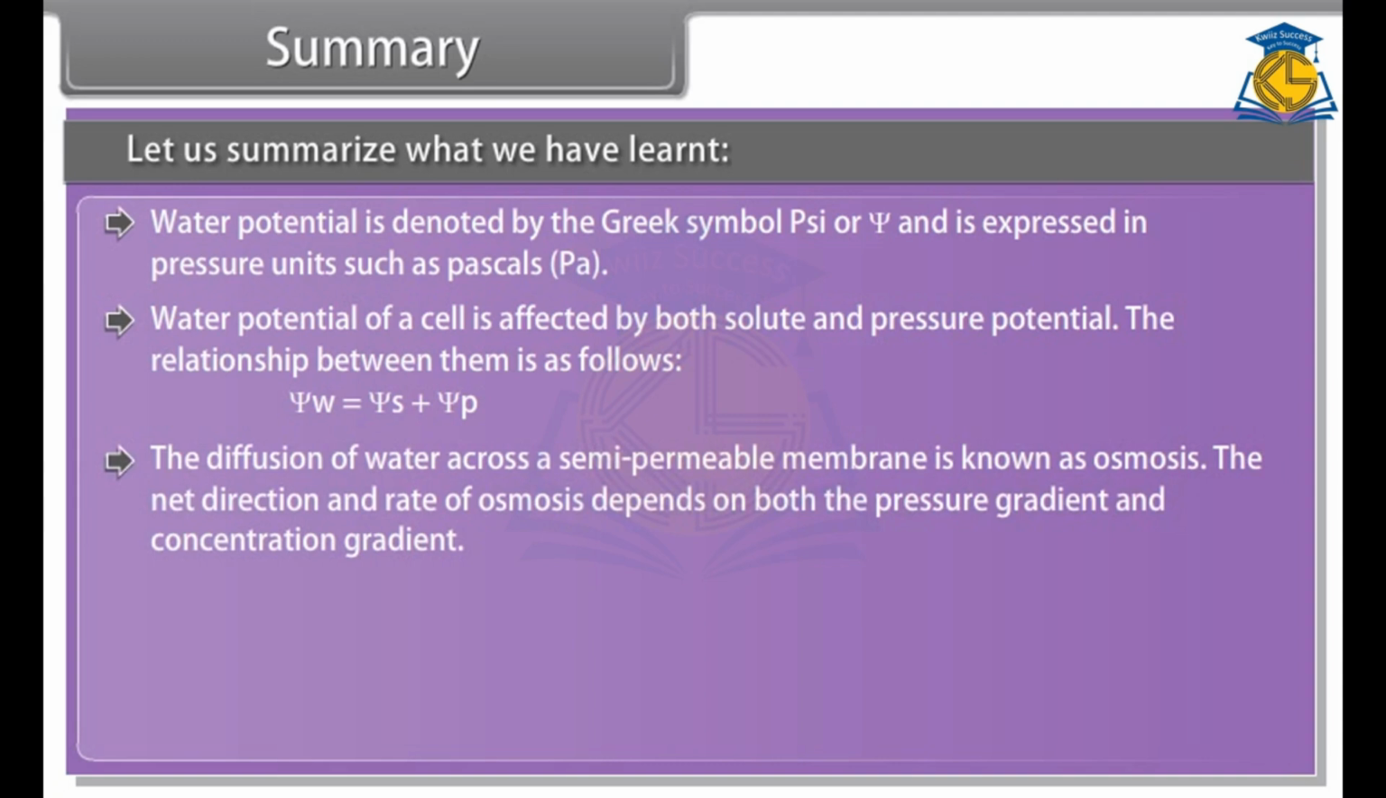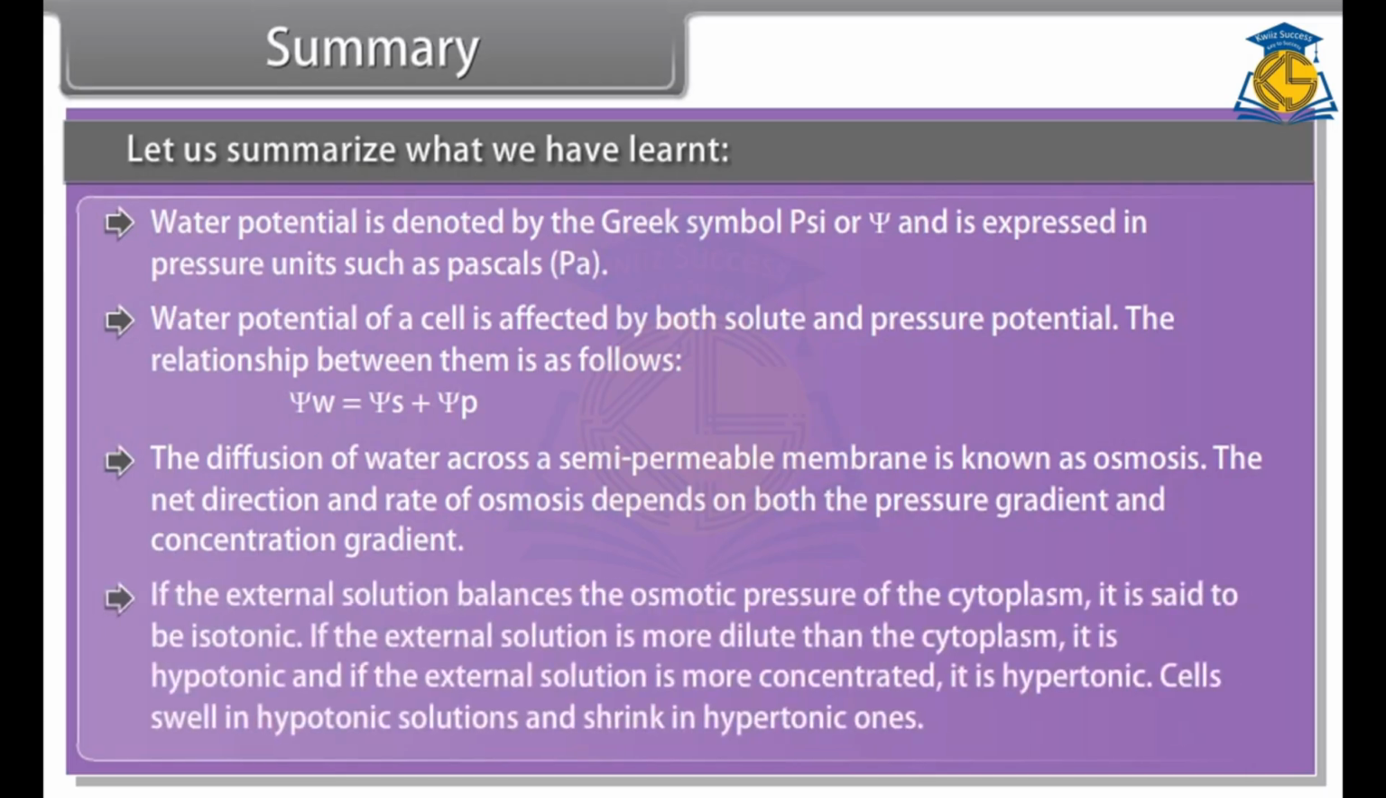The diffusion of water across a semi-permeable membrane is known as osmosis. The net direction and rate of osmosis depends on both the pressure gradient and concentration gradient. If the external solution balances the osmotic pressure of the cytoplasm, it is said to be isotonic. If the external solution is more dilute than the cytoplasm, it is hypotonic. And if the external solution is more concentrated, it is hypertonic. Cells swell in hypotonic solutions and shrink in hypertonic ones.